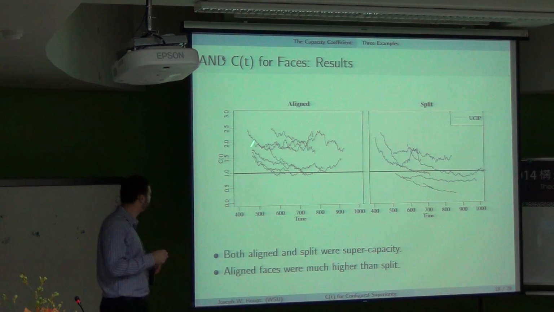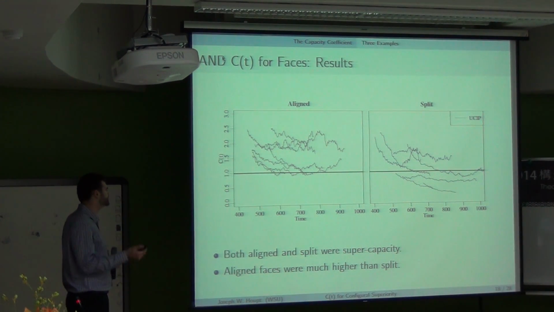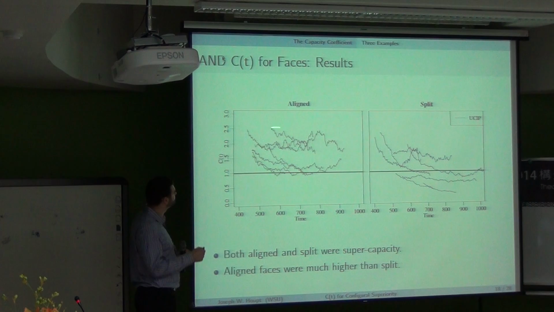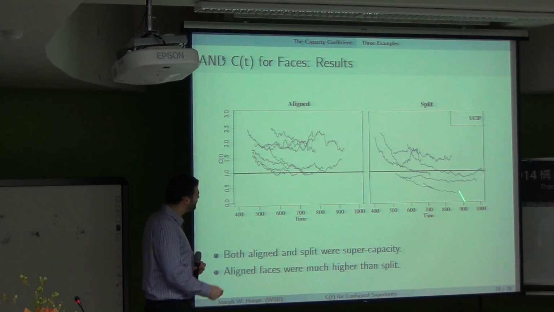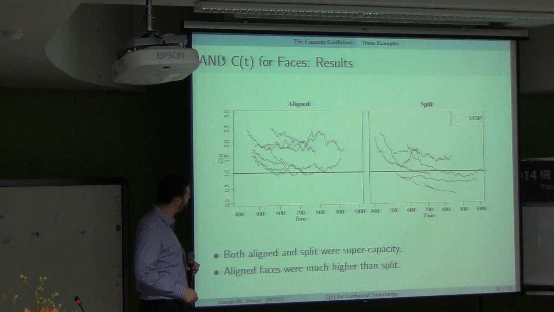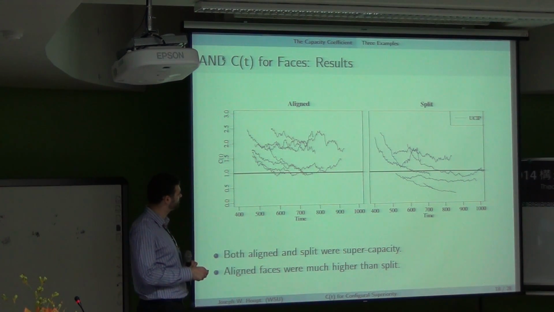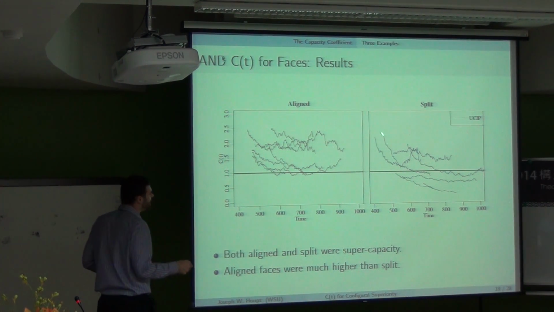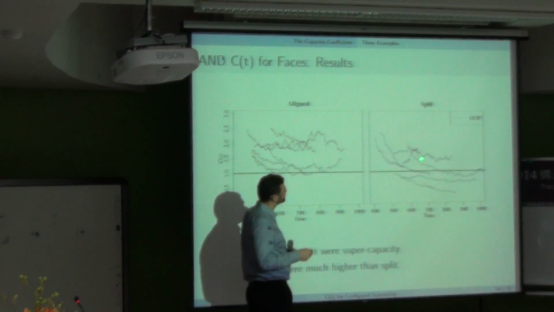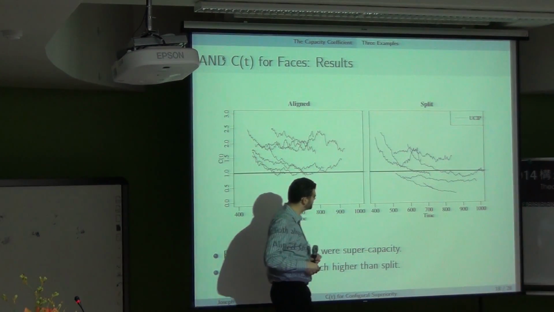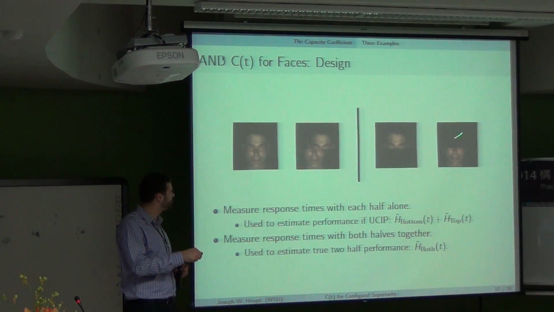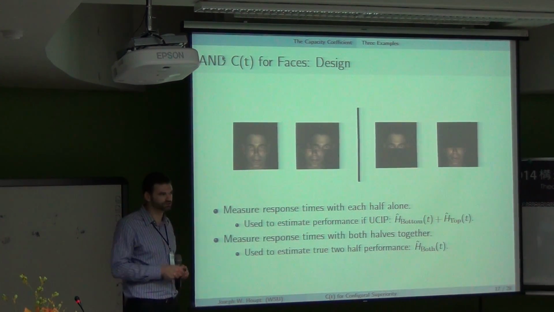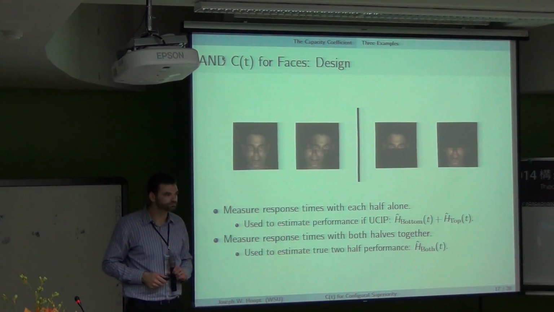A little bit fewer participants in this one, but the same basic idea. When we have the canonical configuration, we've got super capacity at the group level, and all of the individuals actually end up being super capacity. Interestingly, even with the misaligned faces, and split is kind of a misnomer for these misaligned faces, at the group level they were super capacity, and 3 or 4 of the 7 individuals were super capacity. So better here compared to their performance on each of these individually, even though it's not the canonical configuration.